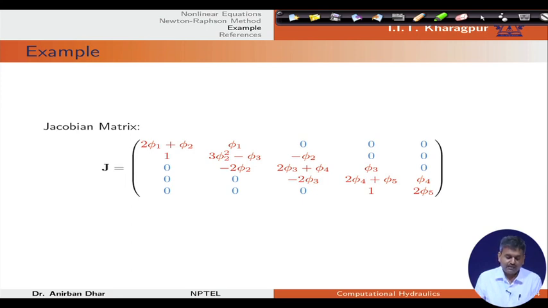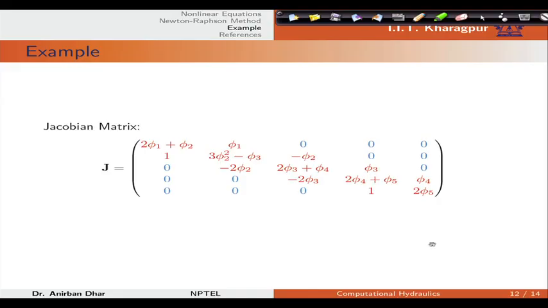So, with this we are finishing this numerical methods module, and from the next module onwards we will be discussing the specific discretization for our computational hydraulics problems, and we will try to solve those problems using these Scilab codes. Thank you.